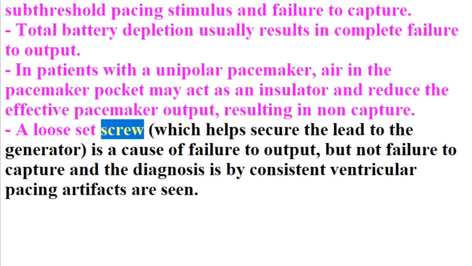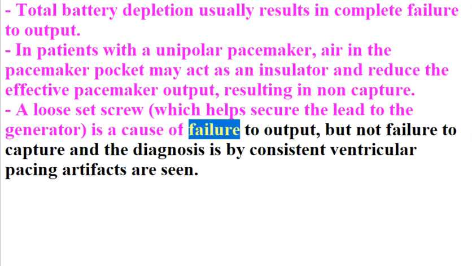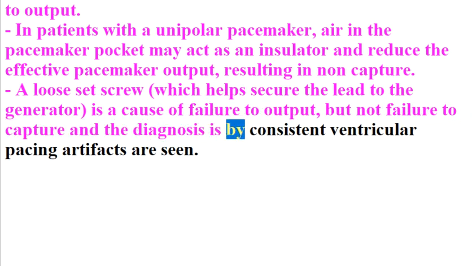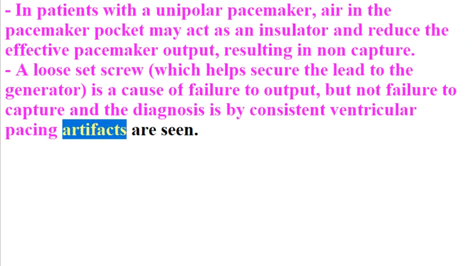A loose set screw, which helps secure the lead to the generator, is a cause of failure to output, but not failure to capture, and the diagnosis is made if consistent ventricular pacing artifacts are seen.